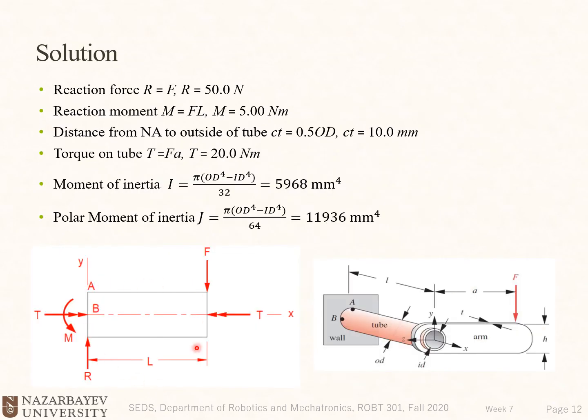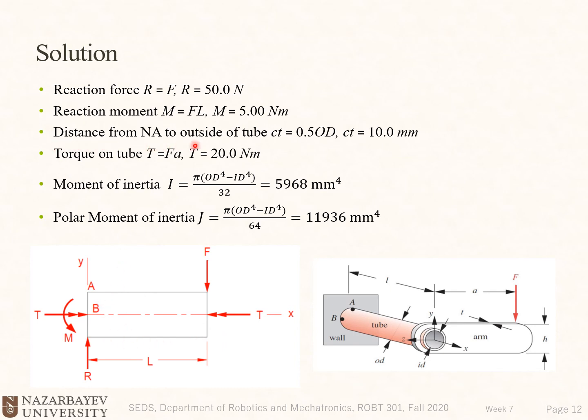This is a free body diagram, and this is the base. You see the reaction force R and the bending moment and the torsion torque. We need to find these ones. I'm going to go through this example quite quickly because it's very similar to the previous one. R, the reaction force, will be equal to the force F. Reaction moment M is equal to F multiplied by L.